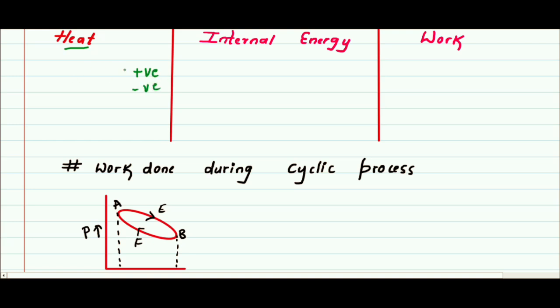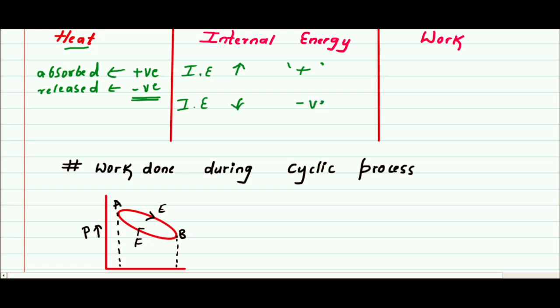So, what happens if it is positive? The heat will be absorbed. If the heat is released, then we can say that it is negative. Heat is absorbed, then we will take a positive sign. If heat is released, then we can take a negative sign. So next comes the internal energy. If internal energy increases, the sign will be positive. If internal energy decreases, the sign convention will be negative.